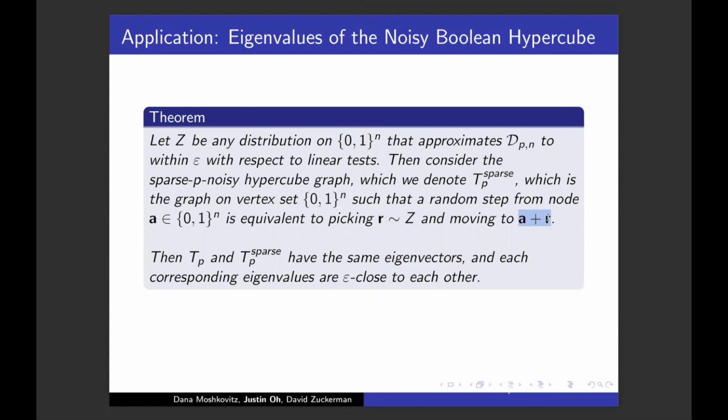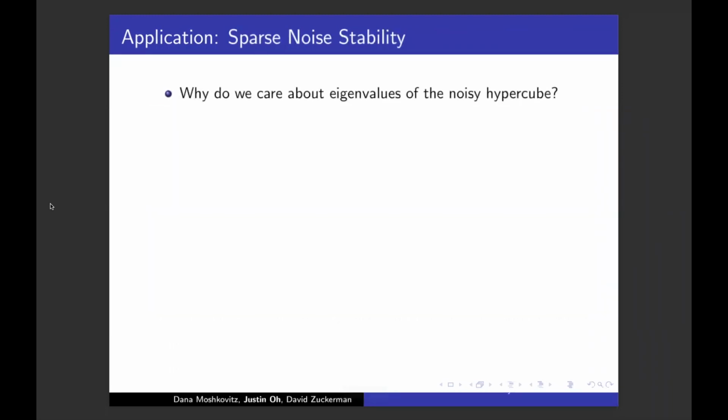And you can show that in this case, t sub p and t sub p sparse have the same eigenvectors, and the corresponding eigenvalues of each eigenvector are epsilon close to each other. And the key point is that now the number of edges in t sparse that have non-zero probability is only linear in n. And this means that you need only a very small amount of randomness to carry out this random step. And the eigenvalues, or the spectrum of this graph, is close to the original spectrum of the noisy Boolean hypercube. So just as a taste, you might ask, why do we care about eigenvalues of the noisy hypercube?